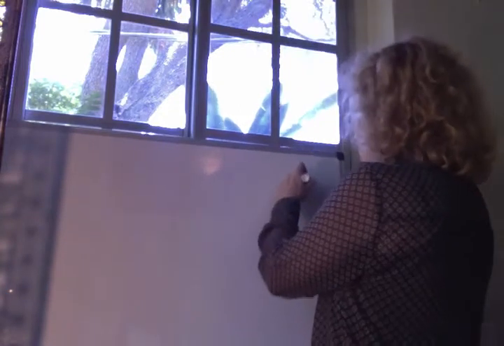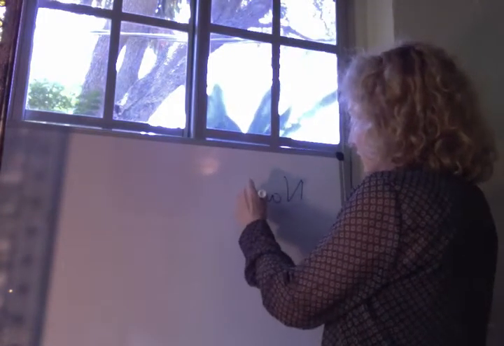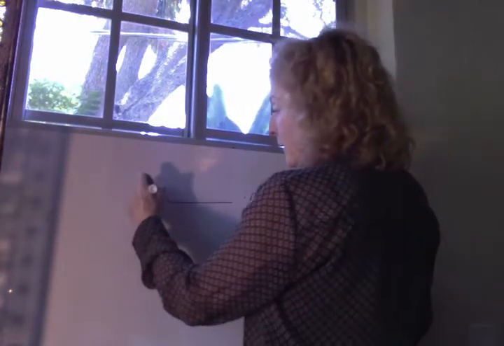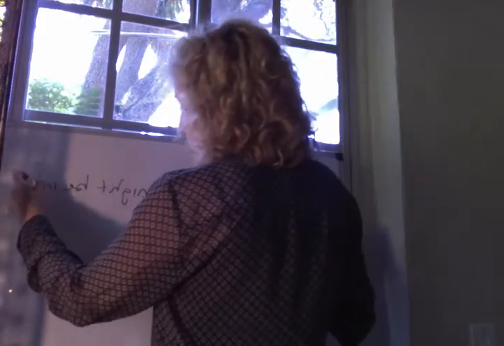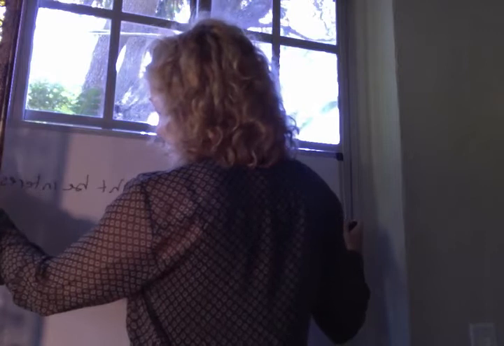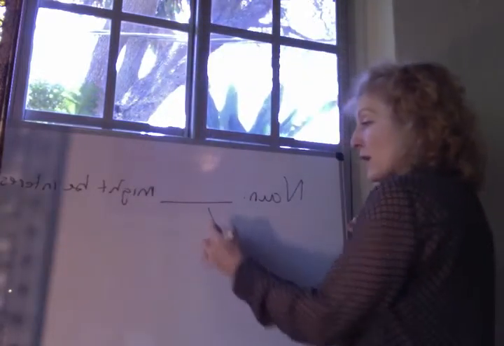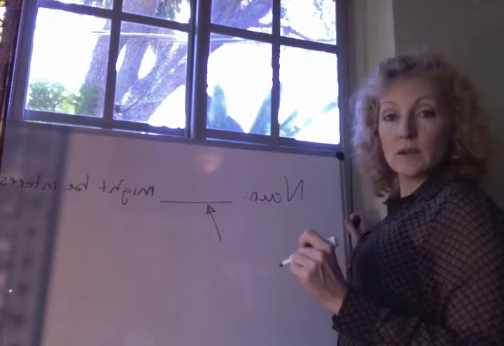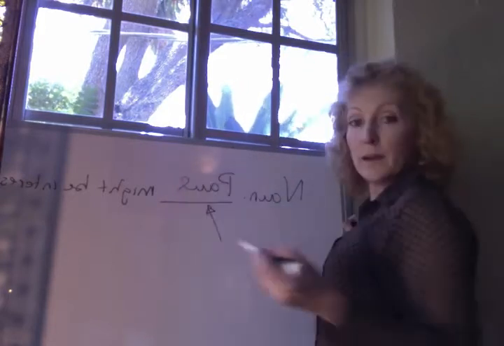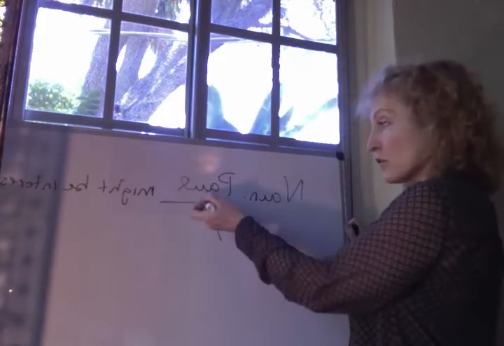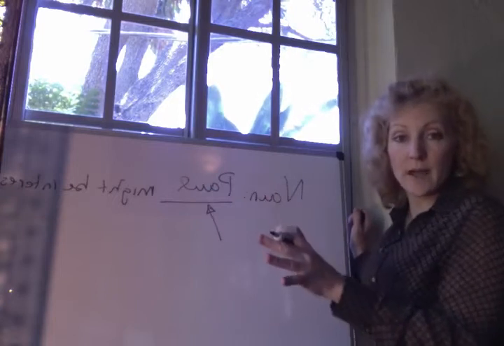It says a test for nouns is that it can appear in subject position. So in other words, if it can appear in this position, "blank might be interesting," then that thing is going to be a noun. So for example, what could we say? We could say "Paul might be interesting." Therefore, Paul, we know for sure, is a noun.